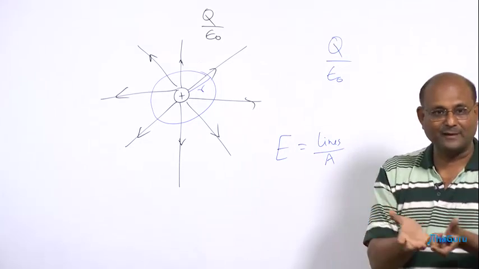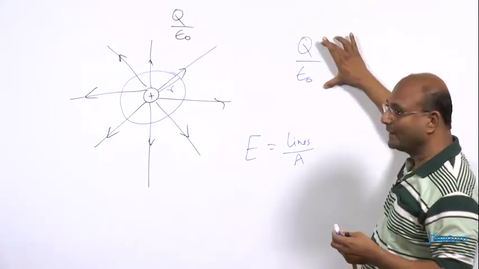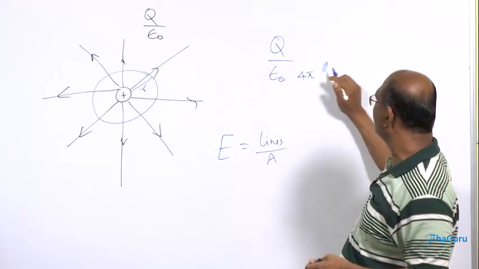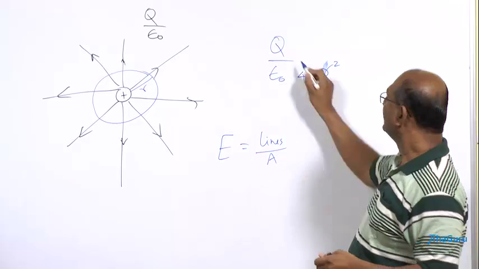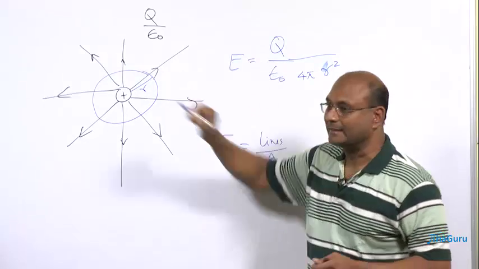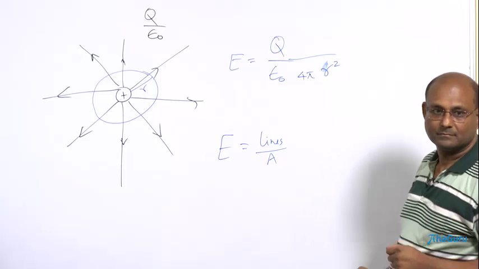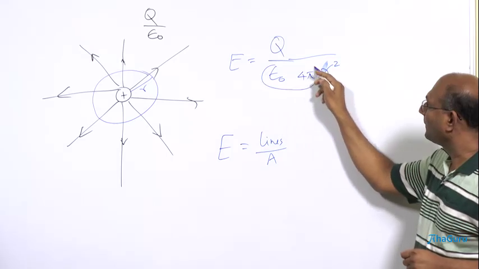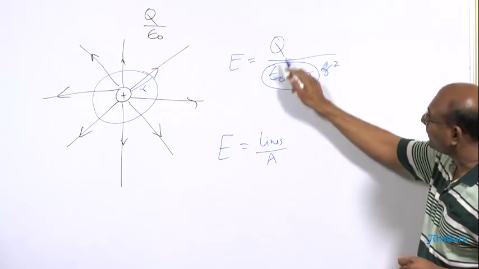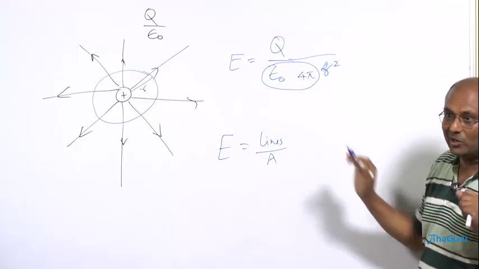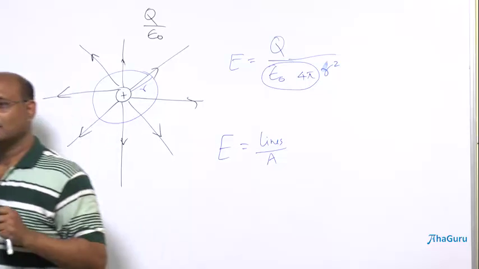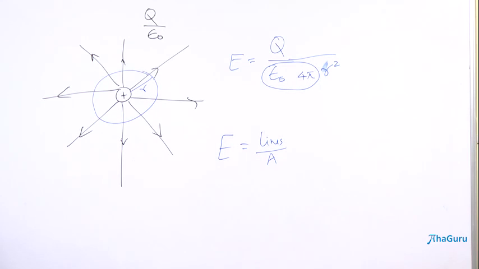What is the surface area of a sphere? 4 pi r square. So many lines divided by 4 pi r square. This must be the electric field at a distance r. But you already know this, Coulomb's law. Why do you get this 1 by 4 pi epsilon naught? Because actually it is 1 by epsilon naught, the number of lines is q by epsilon naught, shared across 4 pi r square surface area. That's why it is 1 by 4 pi epsilon naught r square. Is that clear?